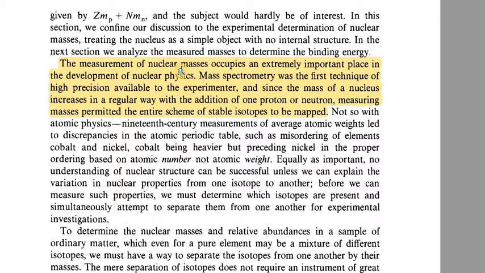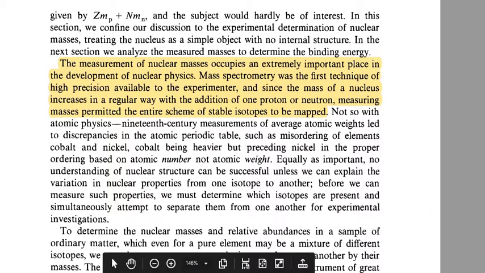You can also take a note of that. Mass spectrometry was the first technique of high precision available to the experimenter. And since the mass of a nucleus increases in a regular way with the addition of one proton or neutron, measuring masses permitted the entire scheme of stable isotopes to be mapped.